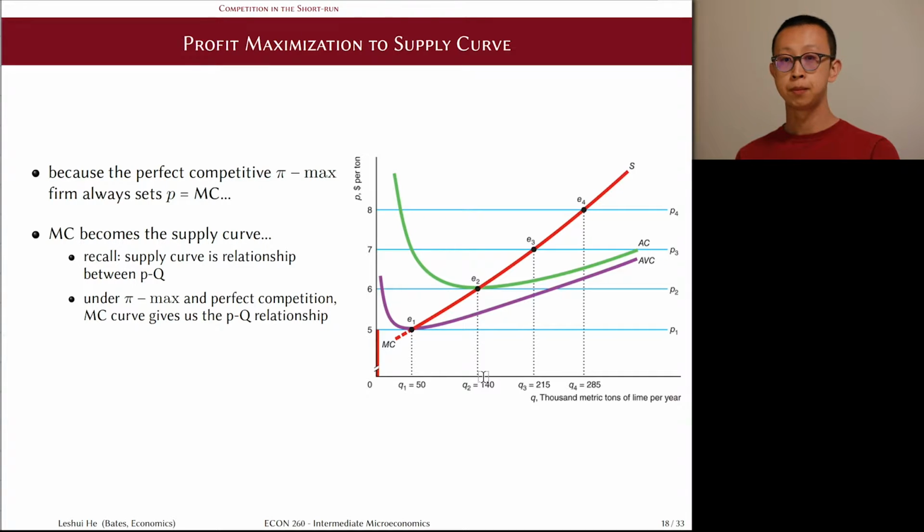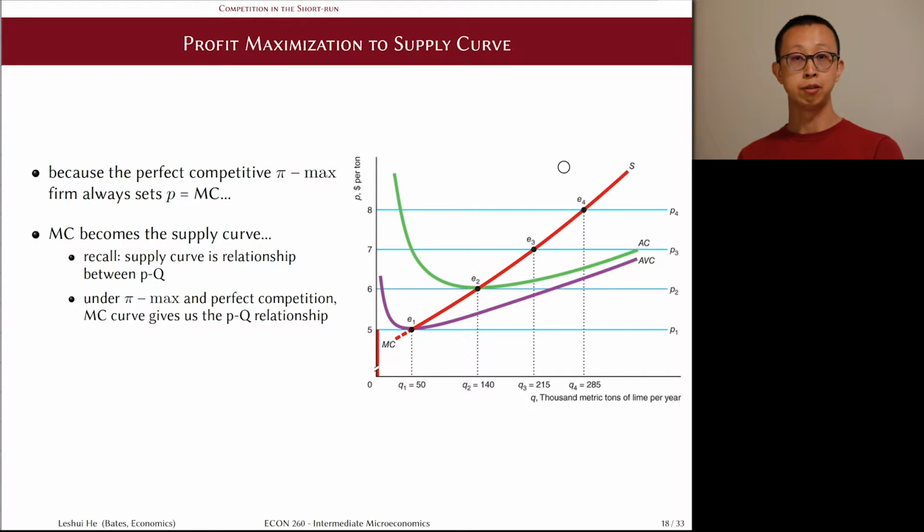maximize profit. In the previous video, we derived the result that a profit-maximizing firm in a perfectly competitive market chooses an output level such that the marginal cost is equal to the price on the market. One implication of this result is that the marginal cost curve basically becomes the supply curve of the firm. Now let me explain why.